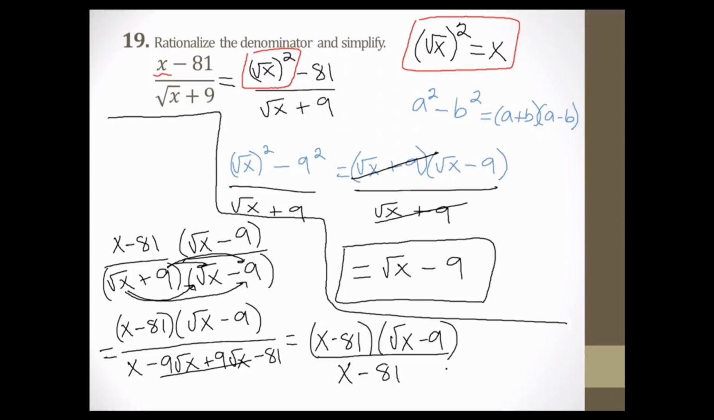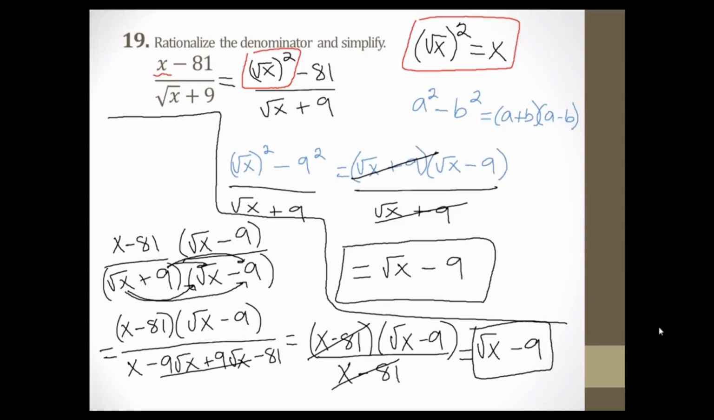Well, that's great that we didn't FOIL the top, because look what happens there. I have factors I can cancel out. So x minus 81 can cancel out with x minus 81 at the bottom, and then I have the square root of x minus 9 left over.